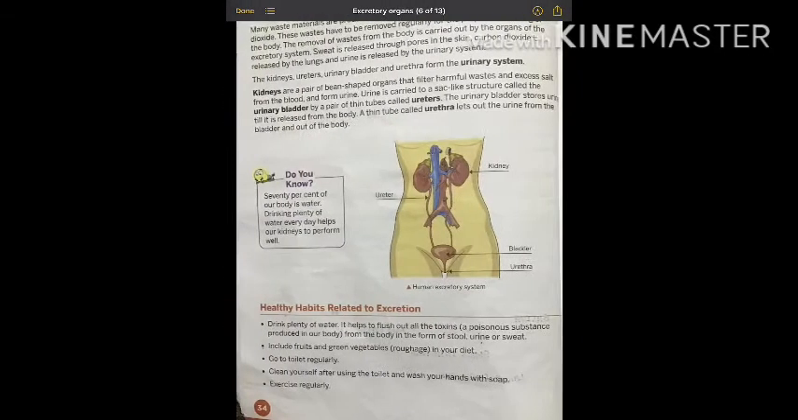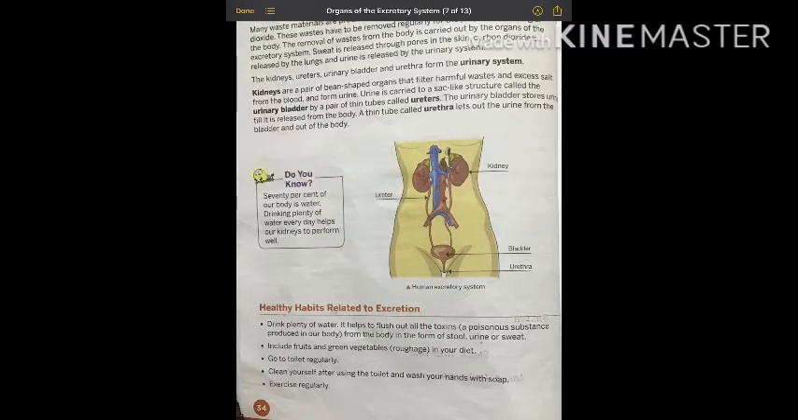Now we will study one excretory system. Another term for it is the urinary system. This urinary system helps us to get rid of urine from our body. So what is a system? Why is it called a system? A system is made up of two or more organs. When two or more organs work together for the same function, they form a system.